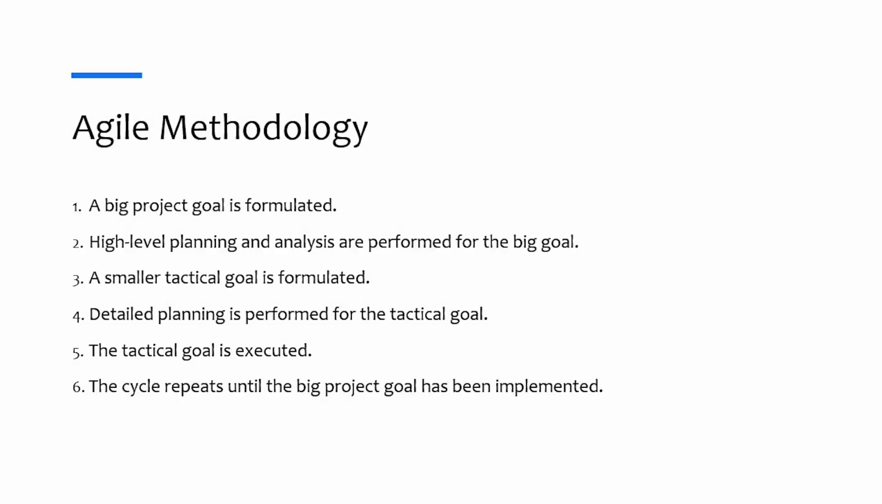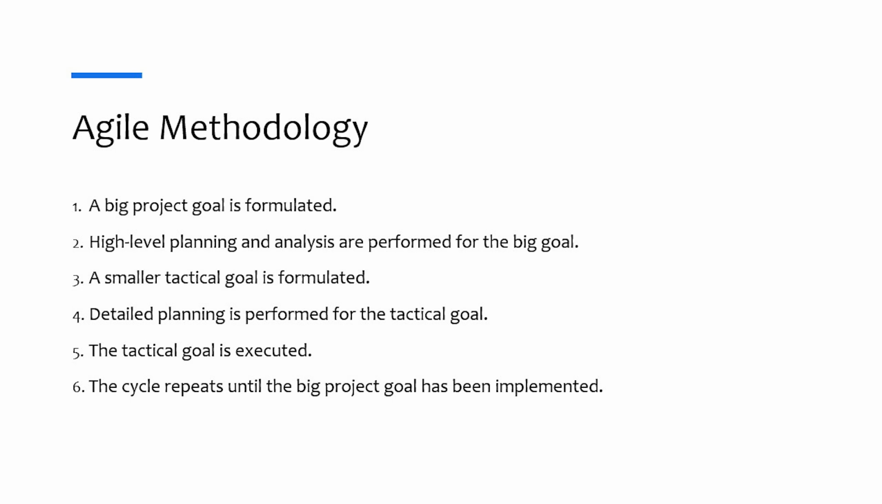Agile methodology is a common project management approach designed to deliver a project sequentially in a dynamic and flexible manner. In the software development world, it is usually represented through the following steps. Step number 1. A big project goal is formulated. Step number 2. High-level planning and analysis are performed for the big goal. The estimate provided in this phase has high uncertainty and should only approximately define the amount of resources and timeline required to execute the project.